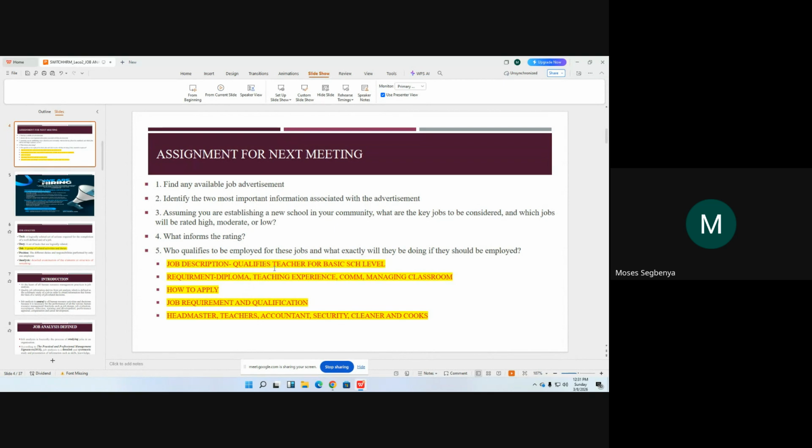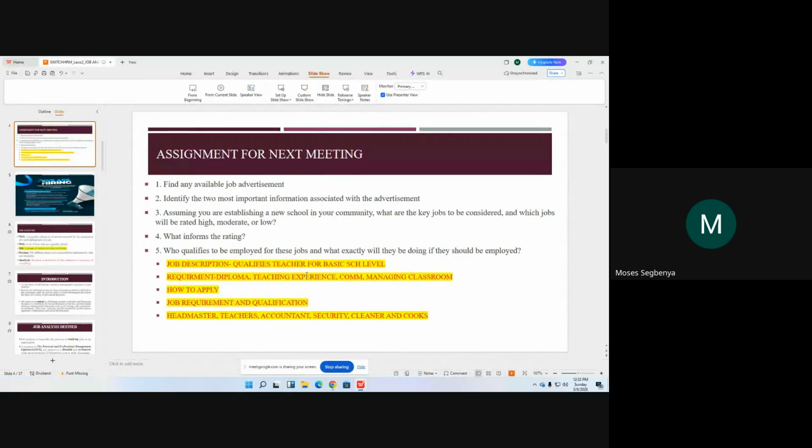So you heard the one who gave his side of the issue telling us about job description. He said qualities of a teacher, or what qualifies the teacher for the basic school level. So he's looking at, if you come in as a teacher at the basic school level, what exactly will you be doing on a daily basis? Then he also talked about the job requirement and qualification.